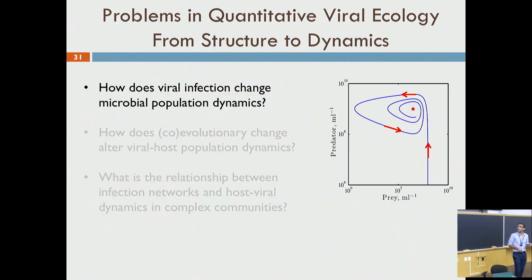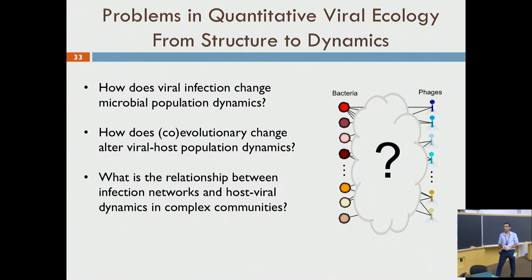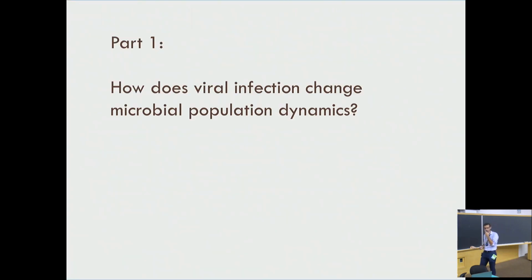Okay, so what am I going to do in today's lecture? I'm going to try to go through a few concepts. How does viral infection change microbial population dynamics? And in turn, how does co-evolutionary change alter these dynamics? So I'm going to first start with ecology and then get towards evolution. And then I'll build up, depending on the pace today, into Wednesday most likely, in this question of dynamics in complex communities.